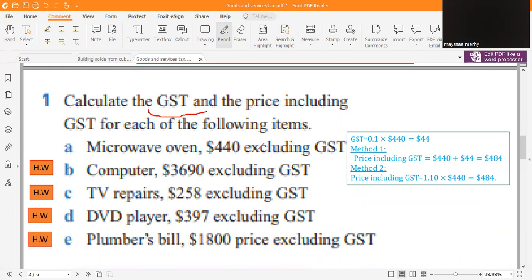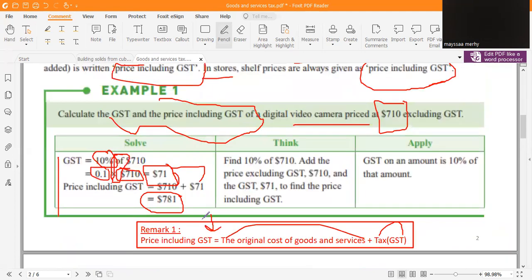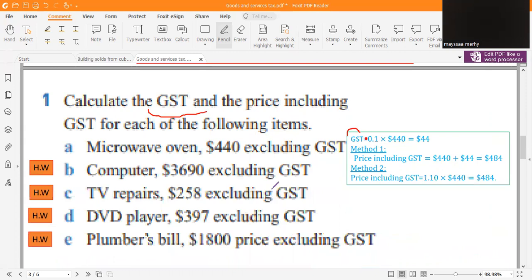It is easy. In this exercise, we want to calculate the GST and the price including GST. We'll apply the same rule, the same remark that we saw before. We will apply it to the first part, and you can take the remaining part as homework.